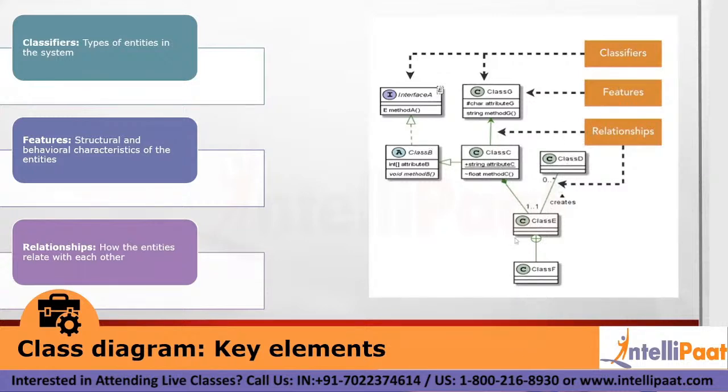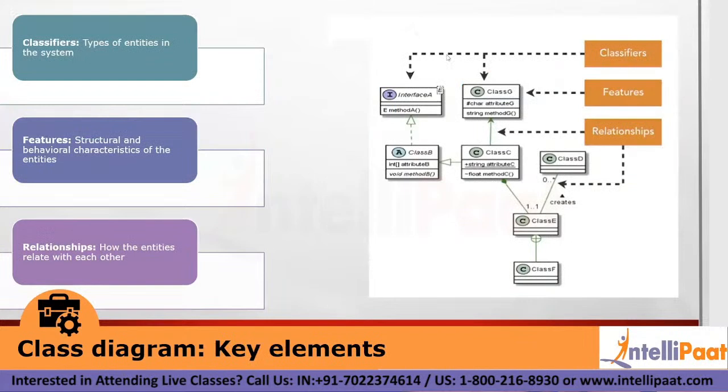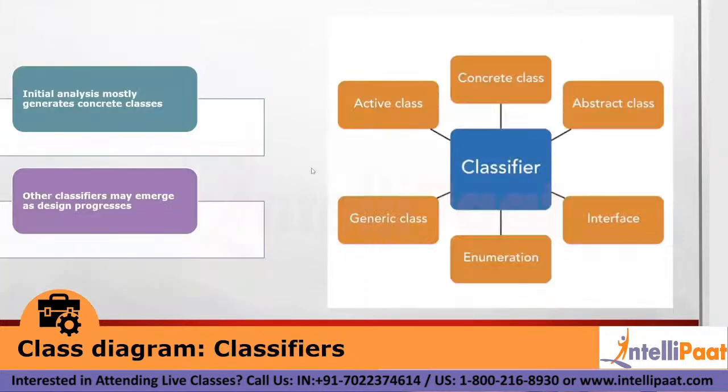So the relationships on how these classes are dependent on each other can be established by the lines. Now, a classifier. We talked about the class names, right? These are classifiers. Now, classifiers are also classified into multiple classes. So how are they classified? If you look at this diagram, you have a classifier.